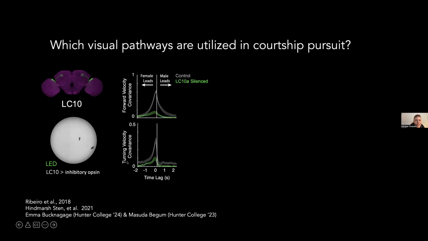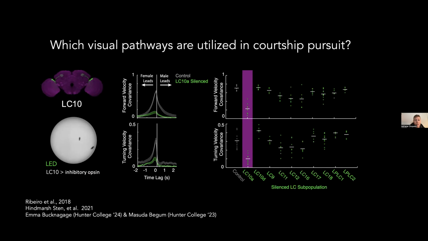So we can again quantify this effect by looking at the covariation in their velocities during control at baseline, as well as when these LC10 neurons are silenced, and we see that that peak is lost. And I, working along with two undergraduates from Hunter College, were able to do a silencing screen and determine whether or not other LC populations or visual pathways are utilized during this locomotor pursuit.